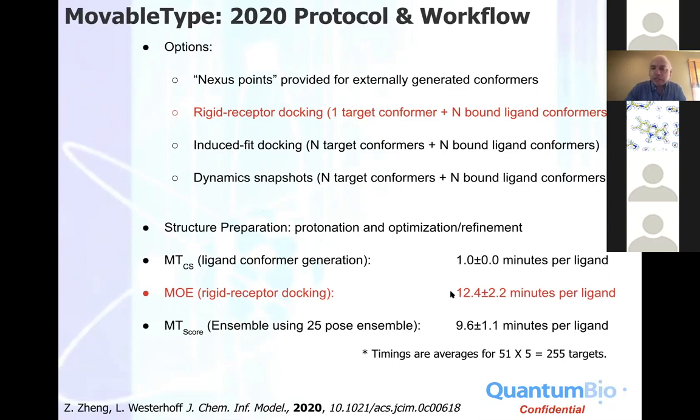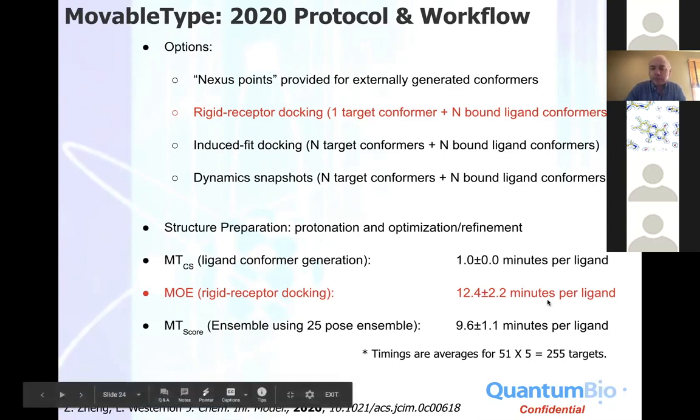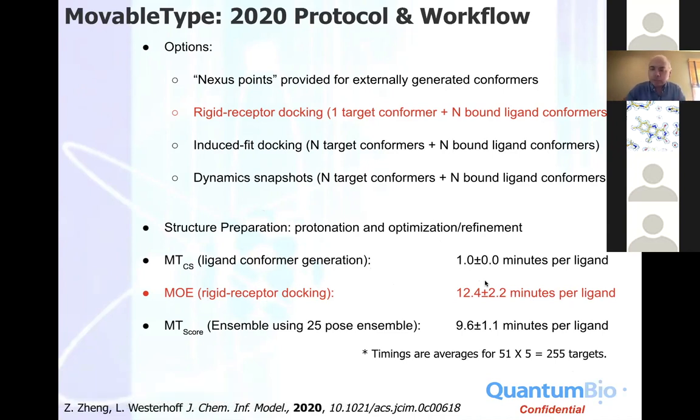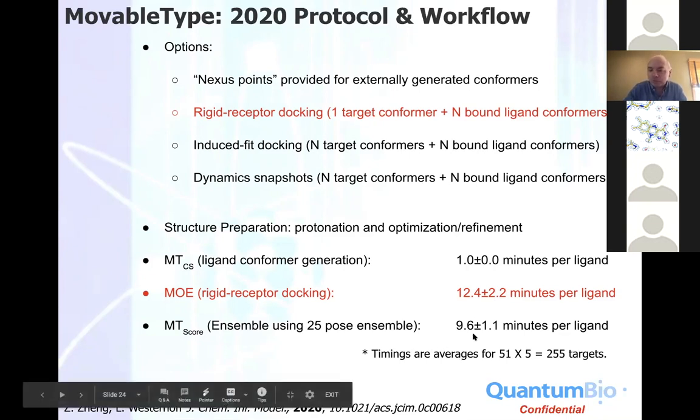And now you can get an understanding of the timings across the 255 targets that are being considered. You can see here where the conformer generation is a minute or two, depending upon the ligand. Docking is where, again, it takes more time. In this case, approximately 10, 15 minutes or so per ligand, which still, compared to a dynamics calculation, isn't too bad. And then finally the ensemble score with 25 poses would take on the order of about 10 minutes or so to run.